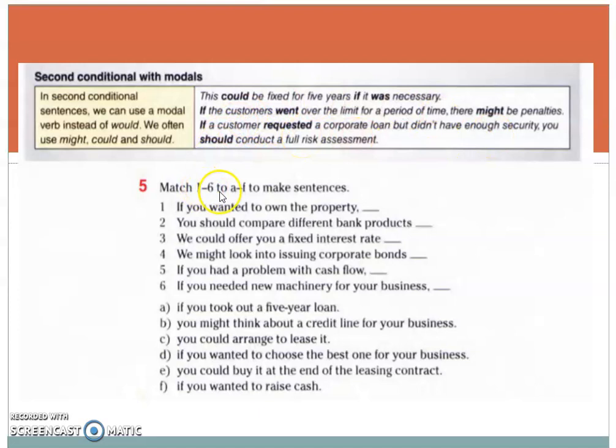These are examples. Do you want me to give the example for number 1 again? So number 1, if you wanted to own the property, what's the answer here? The answer here, I will just give it to you, is letter E. You could buy it at the end of the leasing contract. Alright? So you must do numbers 2, 3, 4, 5, and 6 and match these to make sentences.